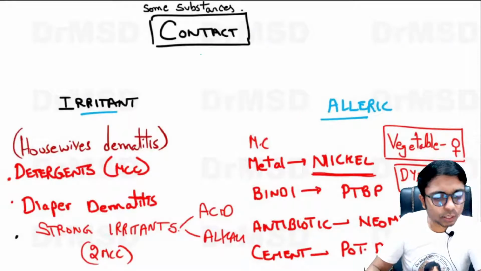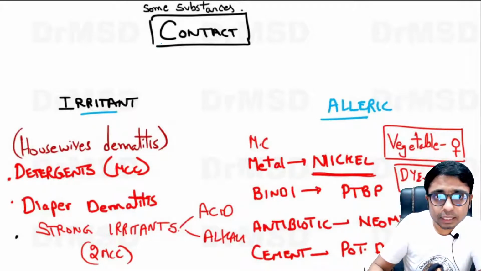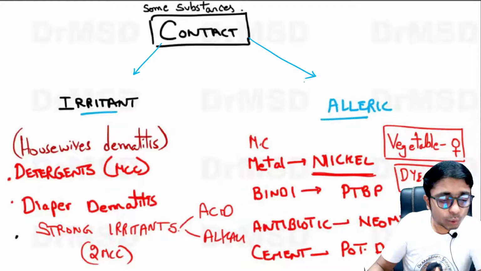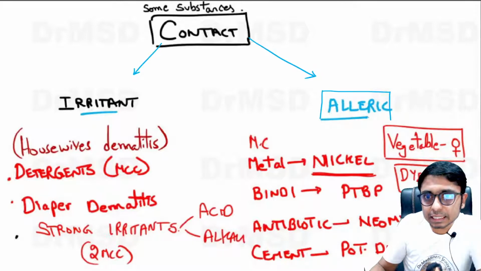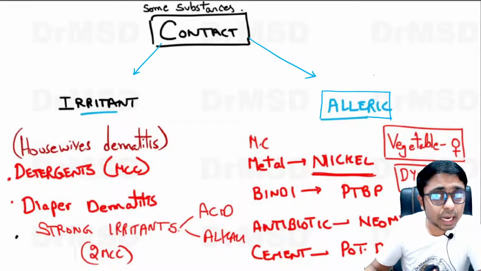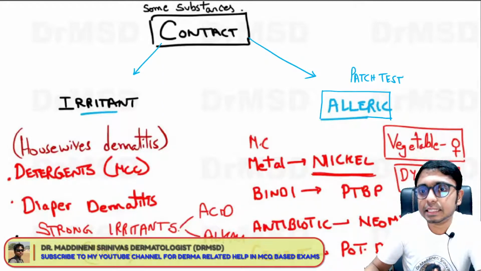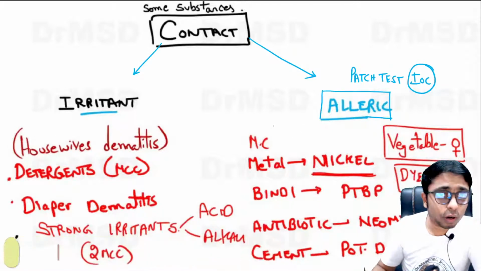Okay, so now let us look at a few important points related to contact dermatitis. I hope all of you know that contact dermatitis is of two types: irritant and allergic. So allergic contact dermatitis is the one which is going to be diagnosed with the help of patch test. So patch test is the investigation of choice for identification of ACD, that is allergic contact dermatitis. Very important, you must know.